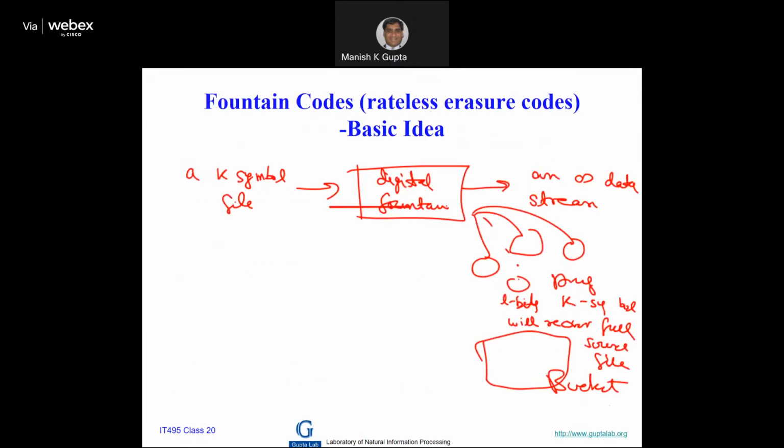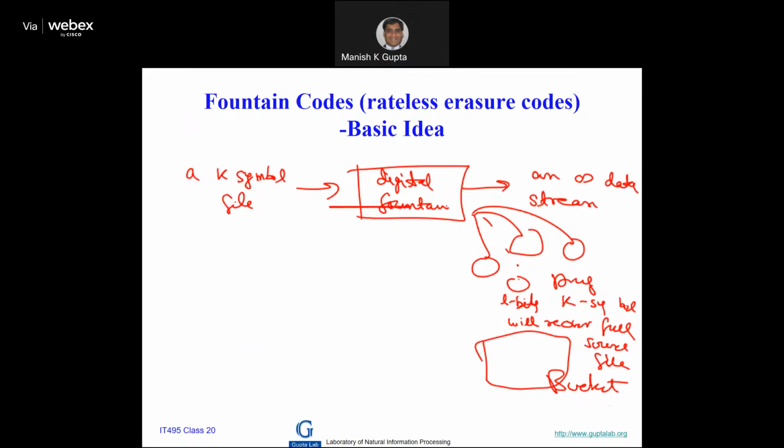Again, I'm just recalling what a fountain code is. If there are K packets in the file, each packet of L bits, going into the digital fountain encoder, the output is droplets of L bits. If you want to reconstruct the file, you just collect any K droplets and you will be able to reconstruct the file. It's a very beautiful concept, fountain codes.